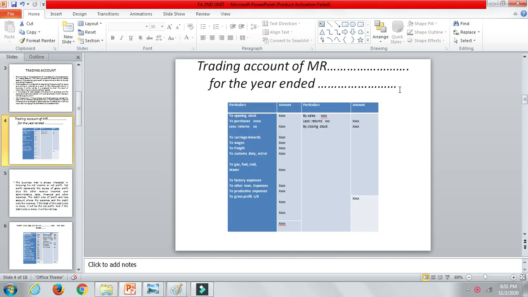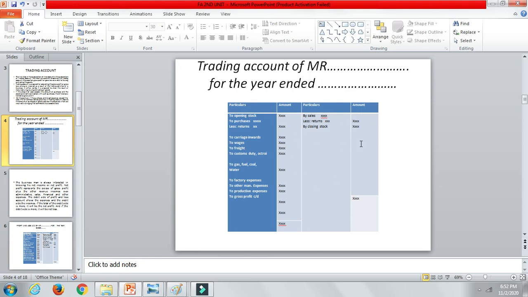Trading account takes into picture all the manufacturing related incomes and expenditures. This is a debit side, and this is a credit side, as we have learnt from the ledger account. The left hand side will be the debit side, the right hand side will be the credit side. All the expenses and losses you take on the debit side, that is the left hand side, and all the incomes and gains you take on the credit side, that is the right hand side.